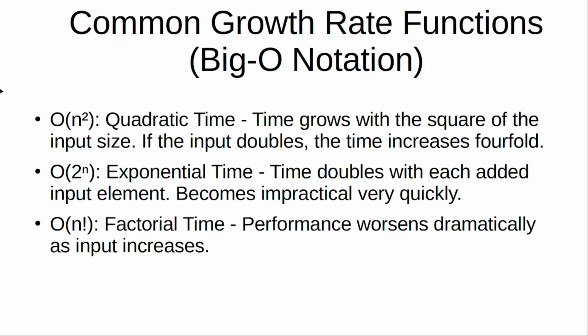You also have exponential time, which we saw in the chart. It doesn't scale well. Time doubles with each added input element and becomes impractical very quickly. An example of this would be solving the traveling salesman problem by brute force. And then finally, not pictured in the chart, is factorial time. Performance worsens dramatically as input increases. An example of something running in factorial time is solving the 8 queens problem with all possible arrangements. Super impractical, not something that you would want to do at scale.